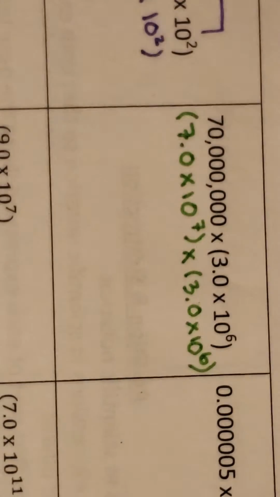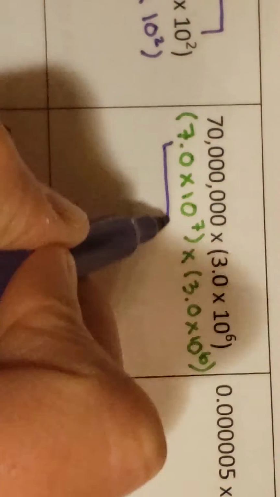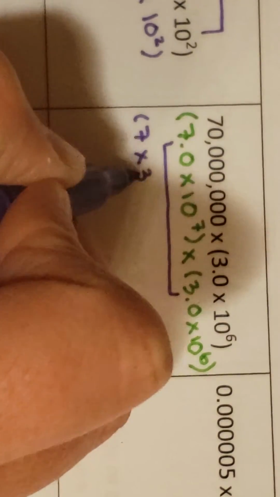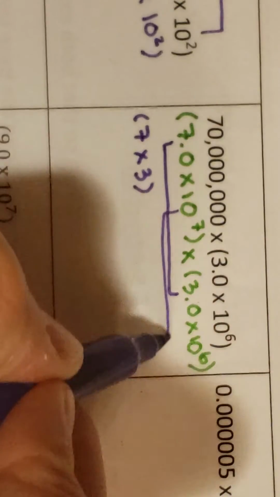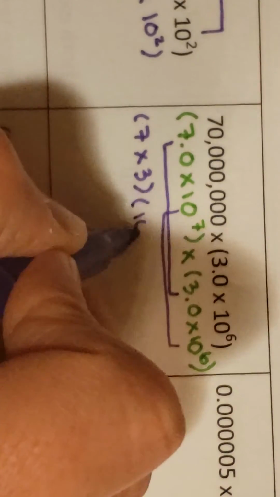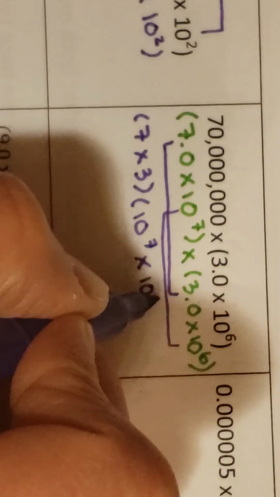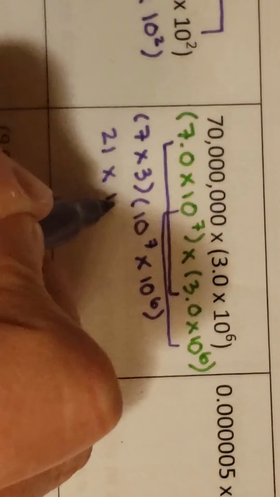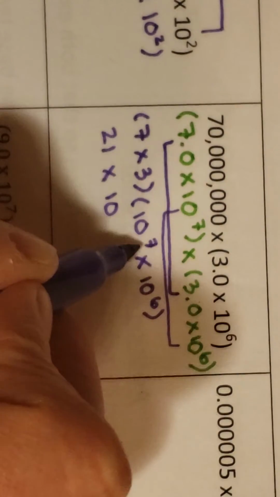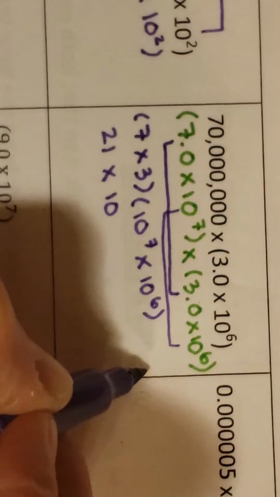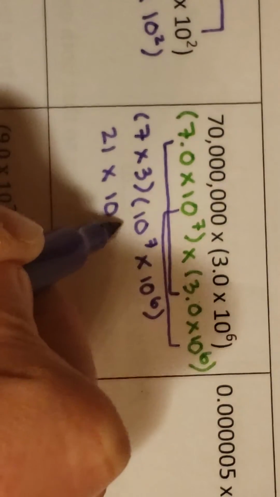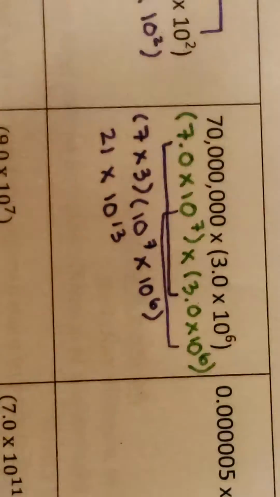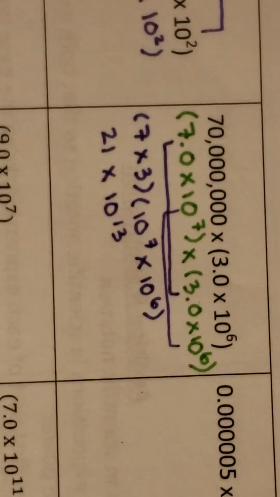Okay, and so now we will multiply the first part of each expression, so 7 times 3, and then the second part. 10 to the 7th times 10 to the 6th. 7 times 3 is 21 times 10 to the, this means 10 times itself 7 times, this means 10 times itself 6 times, so altogether it's going to be 10 times itself 13 times. And the way that we would figure that is to add the exponents. 7 and 6 make 13.